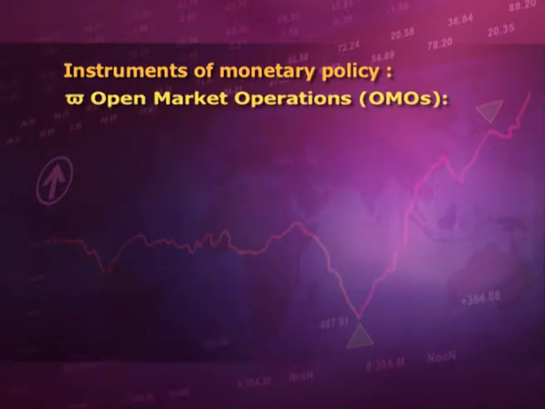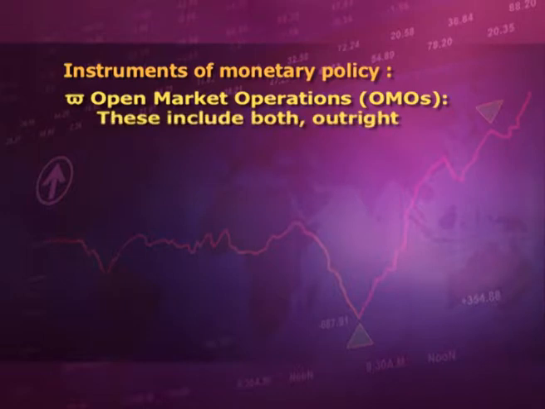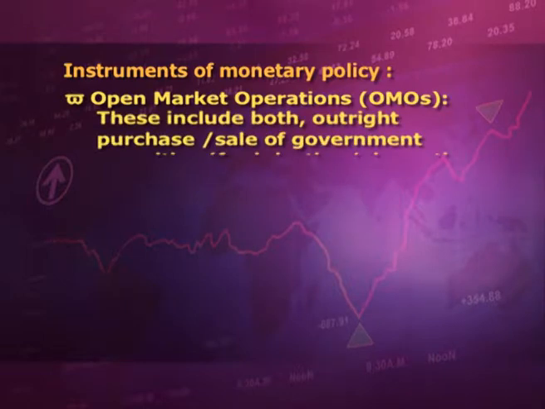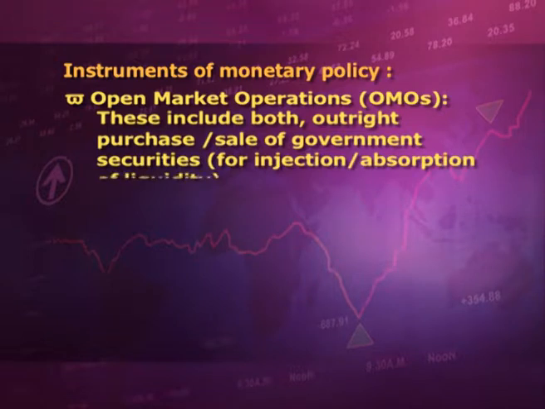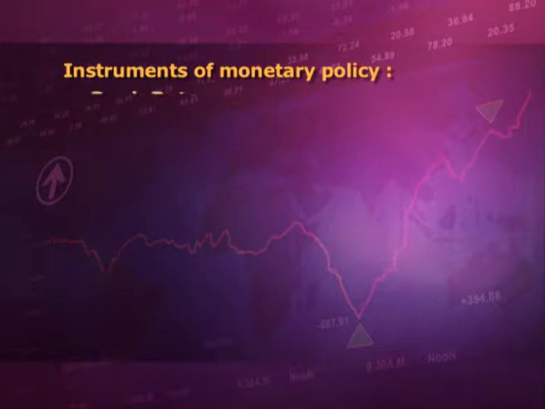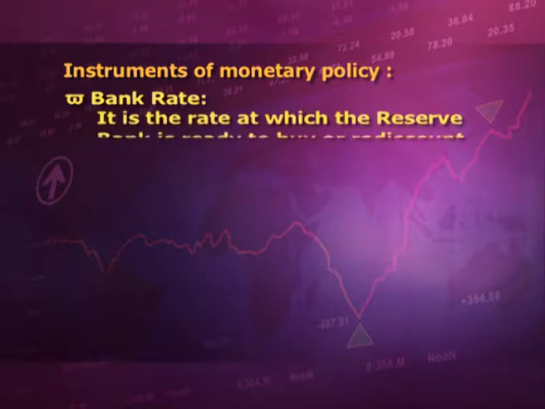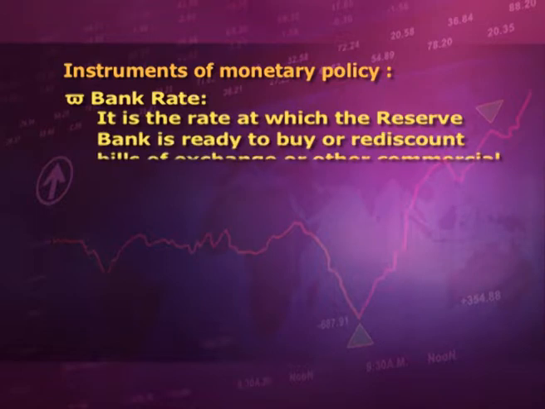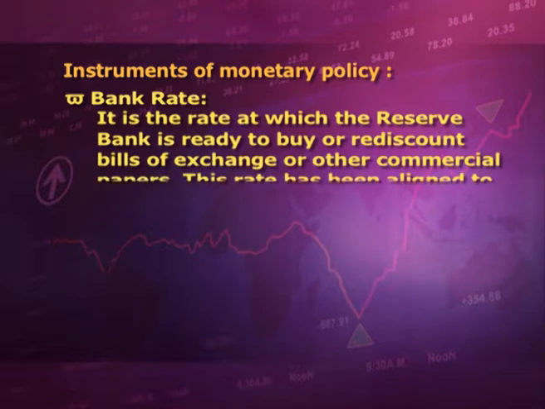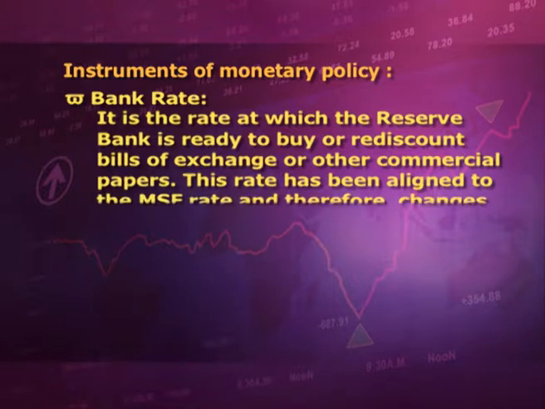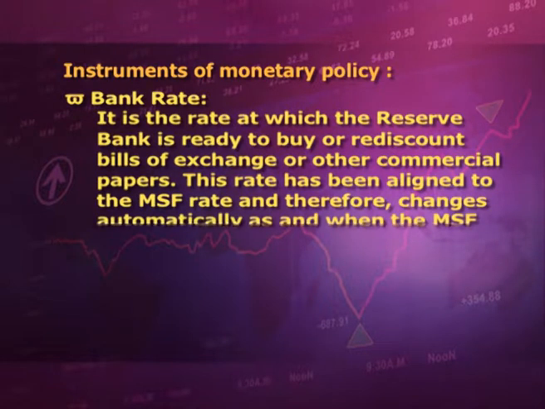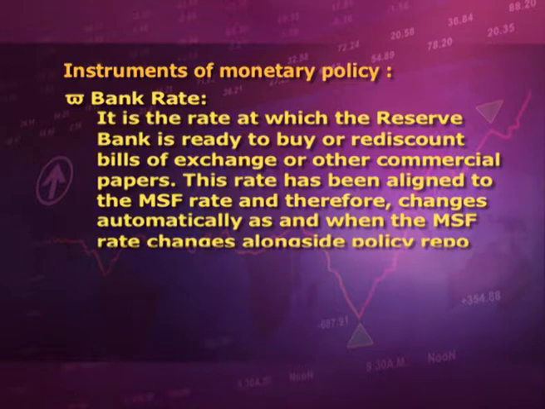Moving further with open market operations, OMOs, these include both outright purchase or sale of government securities for injection or absorption of liquidity. Next is bank rate. It is a rate at which the Reserve Bank is ready to buy or rediscount bills of exchange or other commercial papers. This rate has been aligned to the MSF rate and therefore changes automatically as and when the MSF rate changes alongside policy repo rate changes.